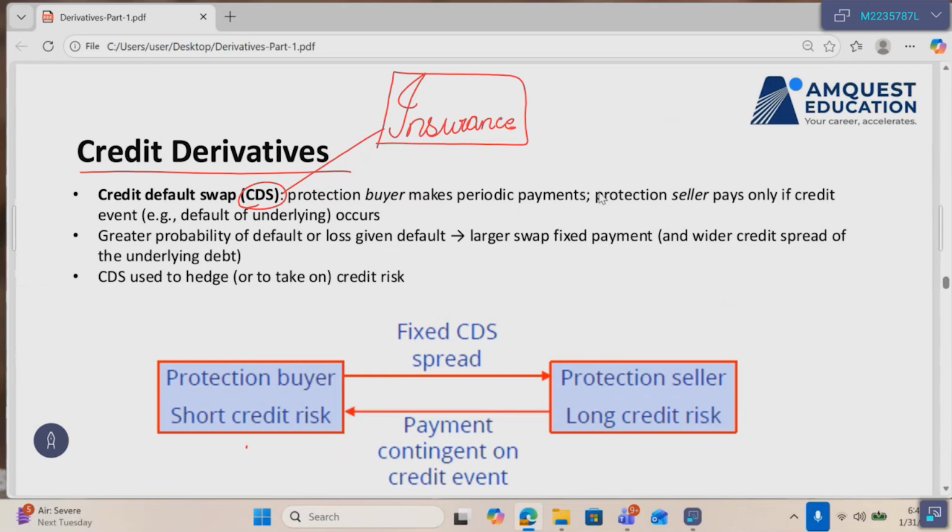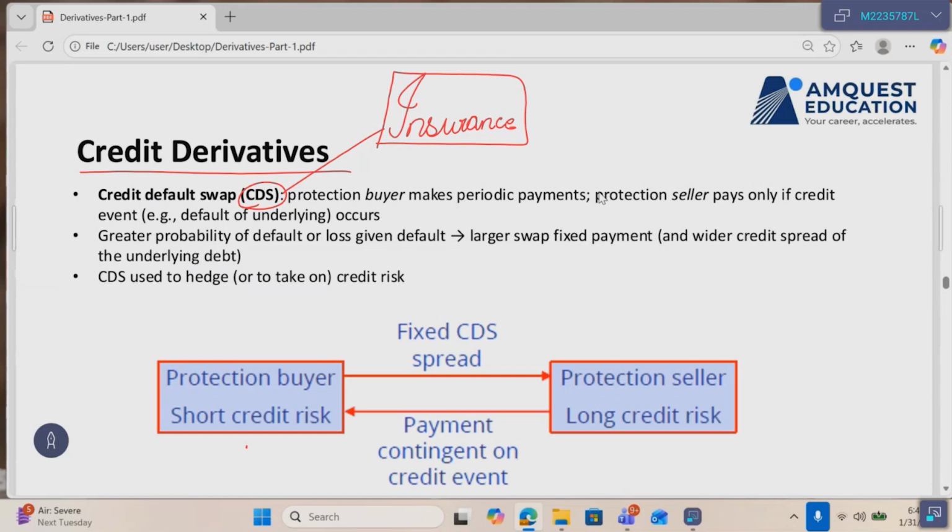What's an insurance plan? You pay a premium to the insurance company, and they will give you a payment in the event of death. Right or wrong? The same thing happens in a CDS. You are paying a premium to the company and they will pay you money in the event of death of the credit of the party you're protecting. Death means default or insolvency.